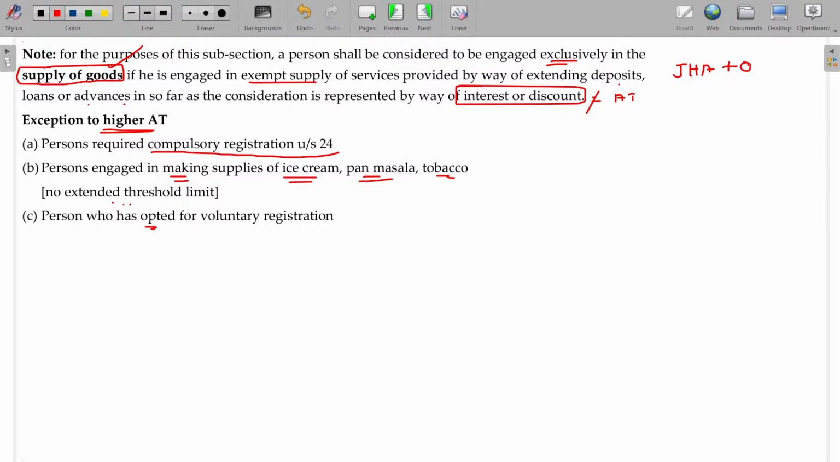A person who opted for voluntary registration. So he says, sir, I don't want to claim any benefits, I want to register. So for voluntary registration persons as well as compulsory registration persons and the persons engaged in making supplies of ice cream, pan masala and tobacco, in these cases this 40 lakhs will not be applicable, only restricted to 20 lakhs. Is that clear? Only restricted to 20 lakhs.